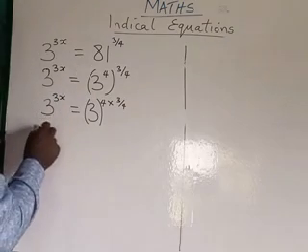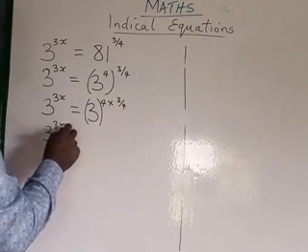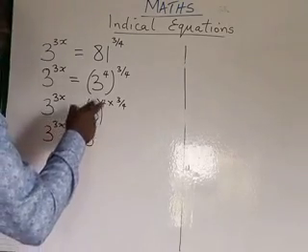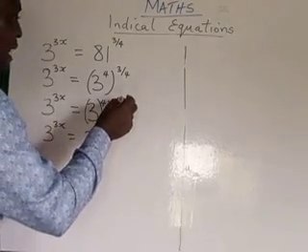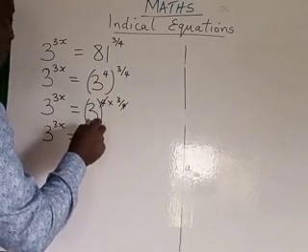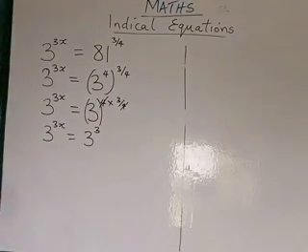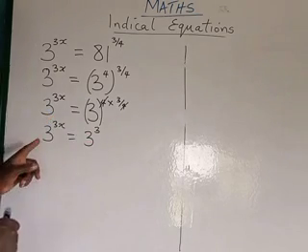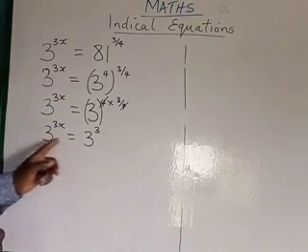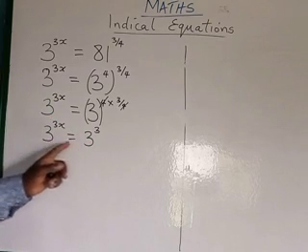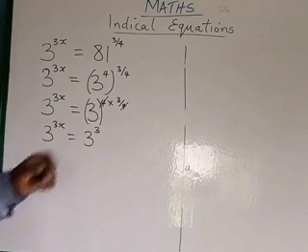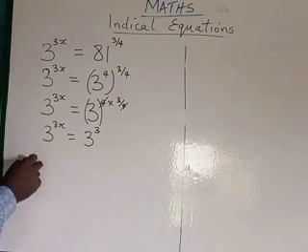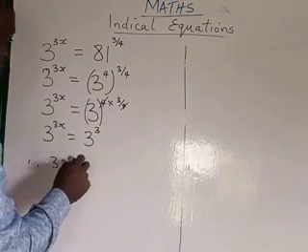So on the left hand side, we have 3 raised to the power 3x is equal to 3 raised to the power 4 times 3 over 4. The 4 cancels the 4, and we have just 3 remaining. So 3 raised to the power 3x is equal to 3 raised to the power 3. The foundation numbers are the same, 3 equals 3, which means the powers are also equal. So we can say therefore 3x is equal to 3.